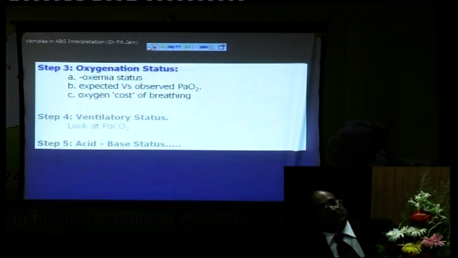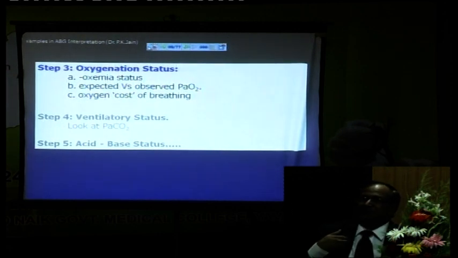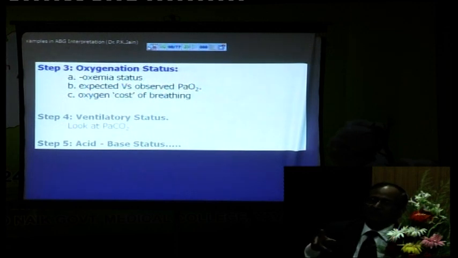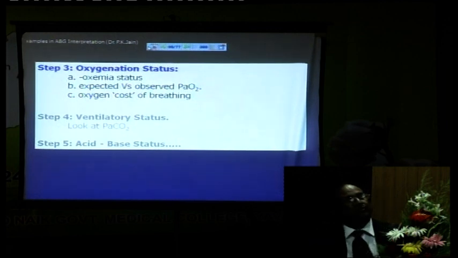And then you look at the oxygen cost of breathing, which is more important on an outpatient basis. Two of us have PO2 of 70. He is breathing at 20 breaths per minute, I am breathing at 40 breaths per minute. PO2 is 70. Are our lungs equal? No. His lungs are better because he doesn't have to exert. I have to exert a lot and therefore my lungs are not so good. That is what is oxygen cost of breathing: how much effort am I making to maintain that PO2? This is about oxygenation status.